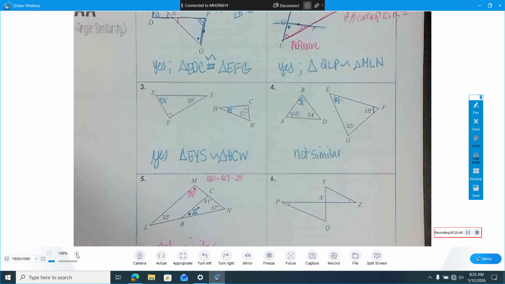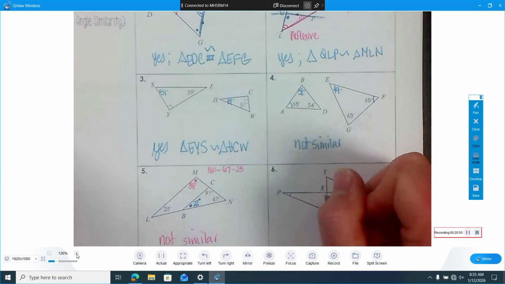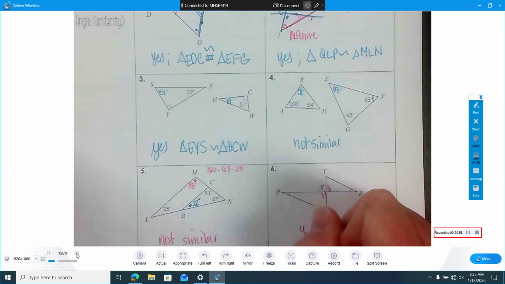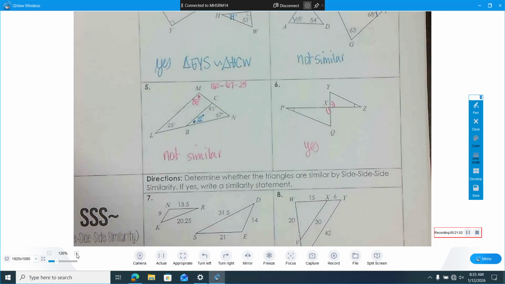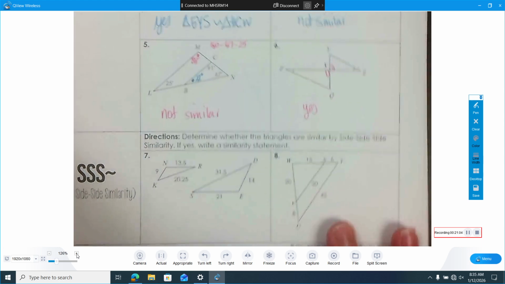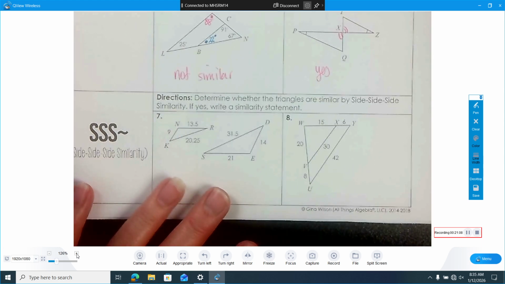Okay. What about number 6? Vertical angles. Very good. So yes, these are similar. All right, I'm not going to write the similarity statement. I think you got that. Okay, determine whether the triangles are similar by side, side, side. So we want to determine it by side, side, side similarity.